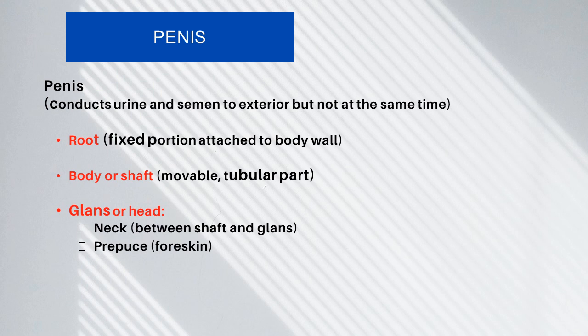The second structure is the body or shaft of the penis, which is a tubular part and it is movable. The third structure is the glands or head of the penis. Okay, in the glands of the penis, it has a structure of neck and prepuce. Okay, do you know what is prepuce? Prepuce is the foreskin. Okay, for your information, for Muslim men, the prepuce or foreskin is the part of the skin that is surgically removed from its attachment to the gland of the penis. Okay.